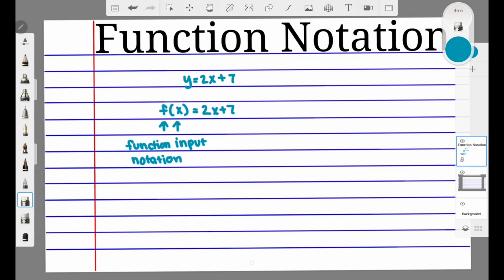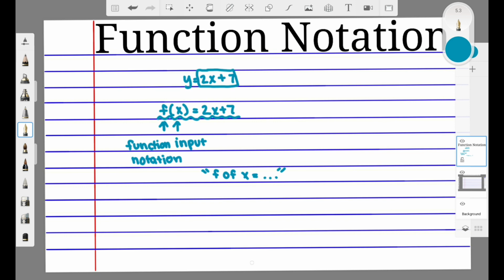In function notation, we have this specific way of writing it where we have f in parentheses, we write the x, and then just the normal expression on this side of the equation. However, the way we read function notation is a little bit different. We read it as f of x is equal to, where f is the function notation name and the x is the input.